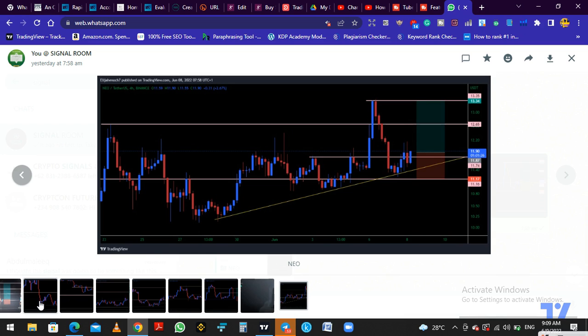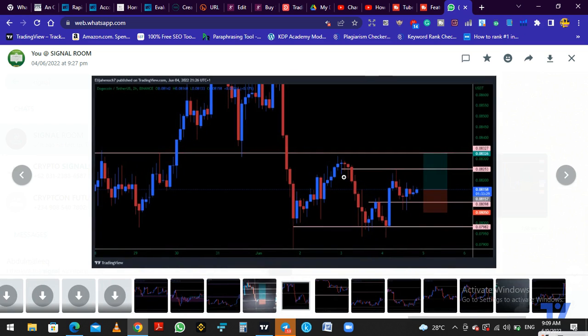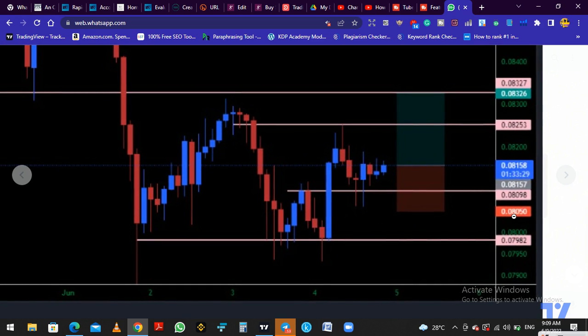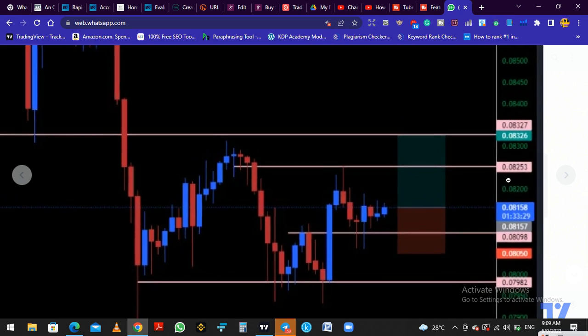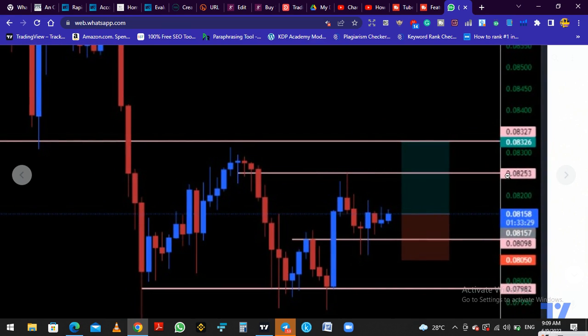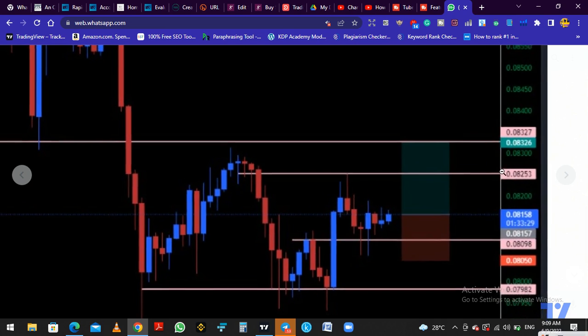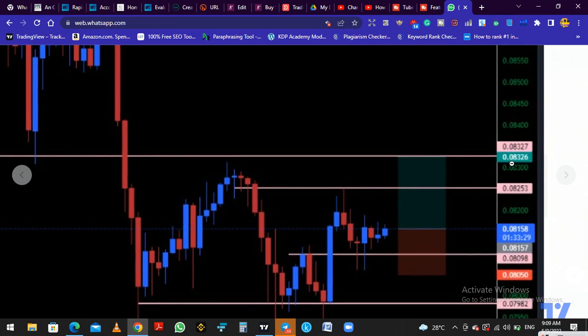Okay, so let me give you another example. Here's another one. It means what? Buy at the current market price. Your stop loss will be where this red line ends, which is 0.0805. While your first TP will be this line, at 0.08253, and the last will be at 0.08326. So it is very easy and very simple.